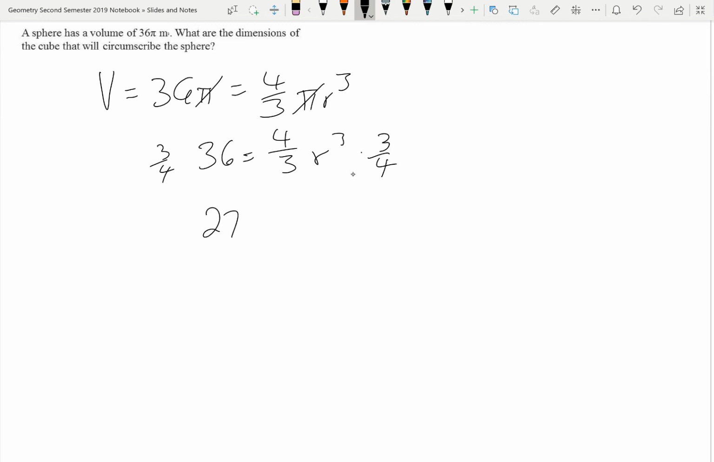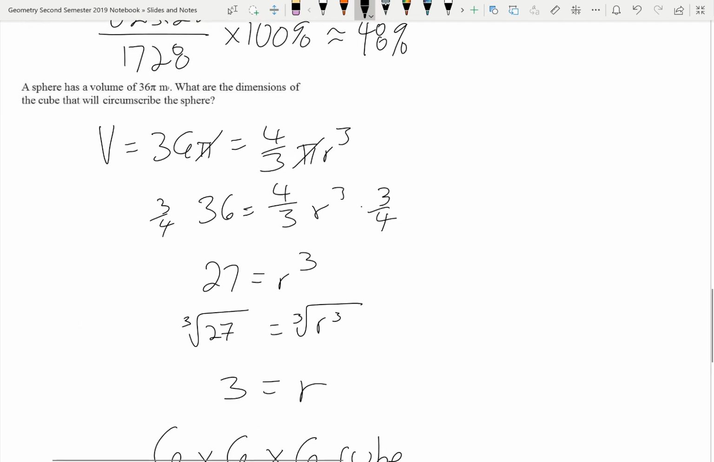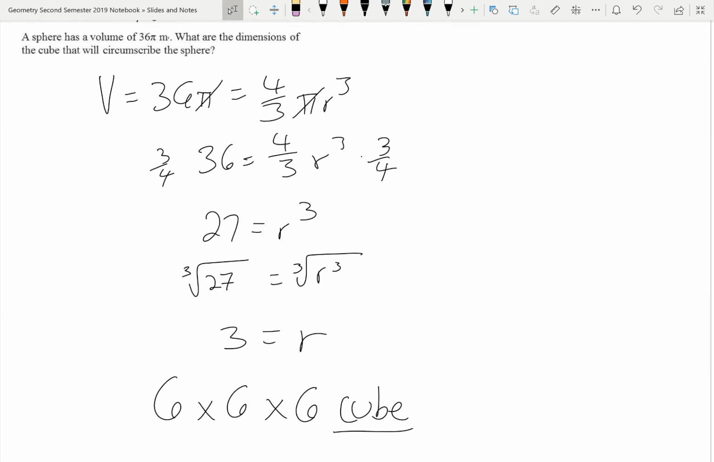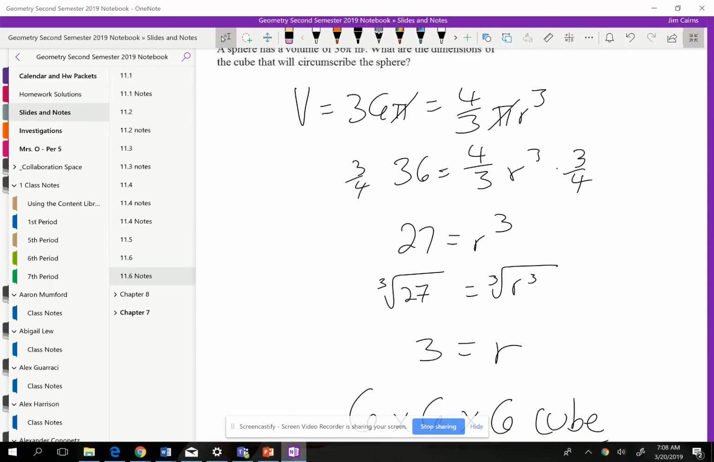That ends up being 27. Now what you're going to do is take the cube root of both sides, and we get 3 equals r. That means the cube will be 6 by 6 by 6, since the diameter of the sphere is going to be 6. All right, that concludes the notes for 11.6.